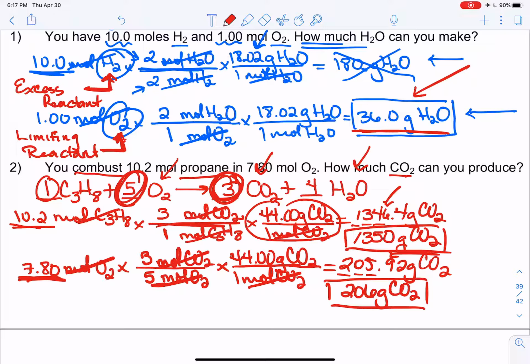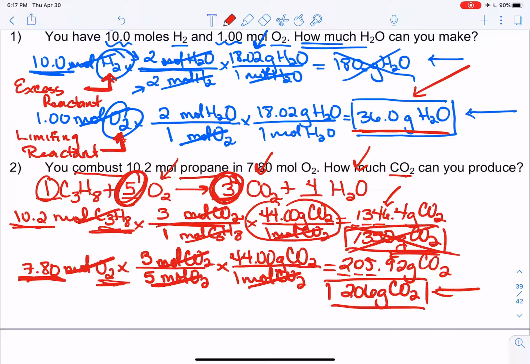But what's the answer? How much can we officially make? What's 100% yield? That's going to be 206. We don't have enough reactants to make 1,350 grams. We have enough propane to do that, but we don't have enough oxygen to do that. We only have enough oxygen to make 206 grams of CO2.